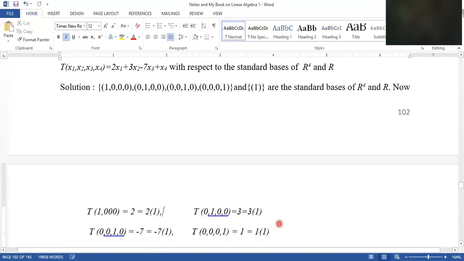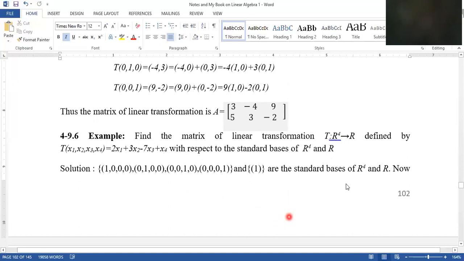So once again, another example. We have to find the matrix of the linear transformation from R4 to R. In that case, dear student, the order of the matrix will be 1 cross 4, that is, it has 1 row and 4 columns. It is defined by this map, that is, it takes a 4-tuple and maps it to a 1-tuple. If you put in a 4-tuple, you will get only one value.